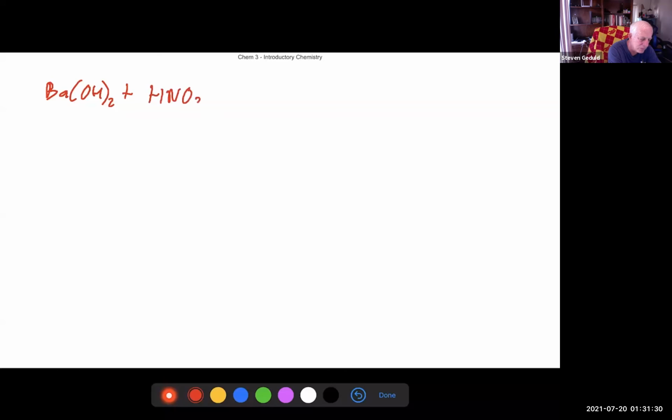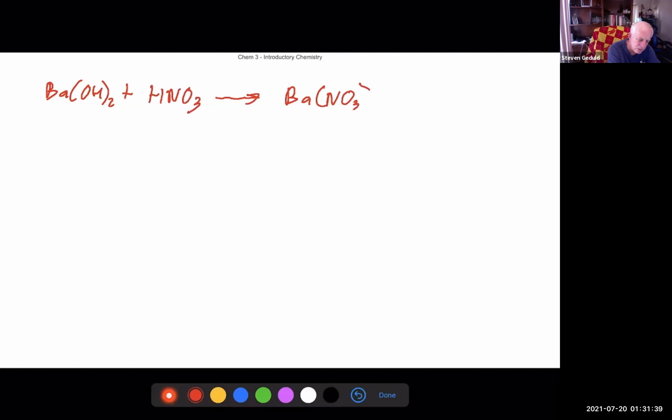So write a complete ionic equation and a net ionic equation for the neutralization reaction of barium hydroxide. Barium hydroxide is Ba(OH)2. And we react that with nitric acid. And it's going to form your salt, which is barium nitrate, and HOH, which is water. You take the OH from the base and the H from the acid.